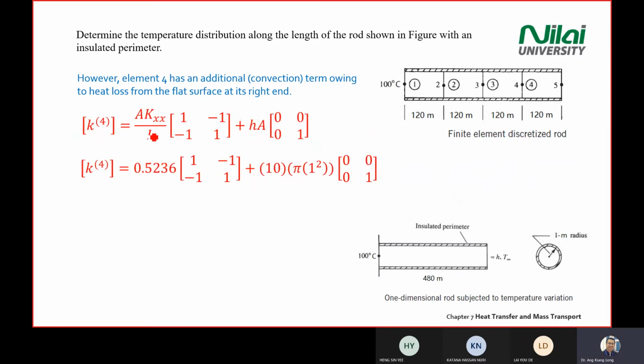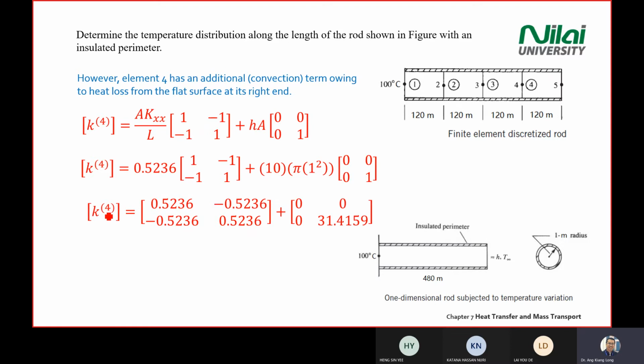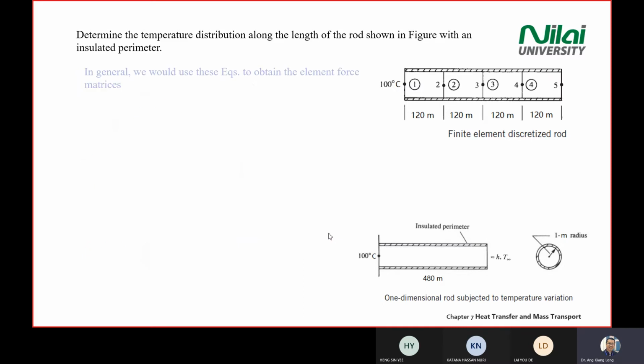So for element 4, the first term, AK divided by L, you already calculated 0.5. And you just substitute H, which is given in the question, 10. Area of the rod is pi r square, again, pi r square. And you calculate based on the matrix here. All right, so you have the K matrix for the element dimension. We do the addition between two matrices. So you'll get this matrix. The next one, you just superimpose.